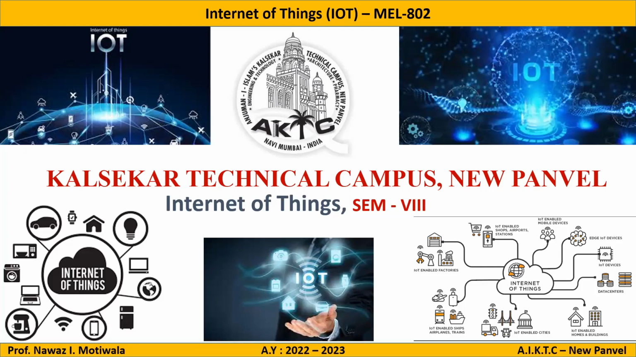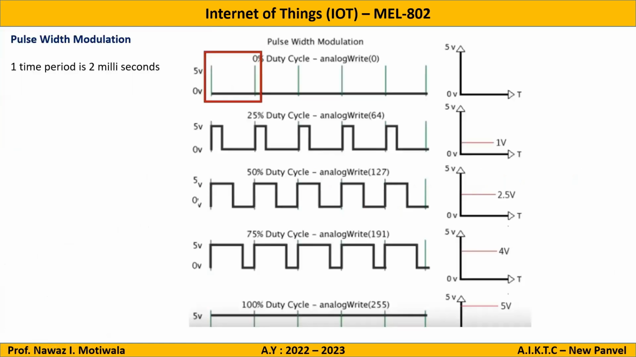Good morning, students. Today we will start with a program to control the brightness of an LED using pulse width modulation at levels of 25%, 50%, 75%, and 100% respectively. Now, before going to the programming of pulse width modulation, let me explain what pulse width modulation is.